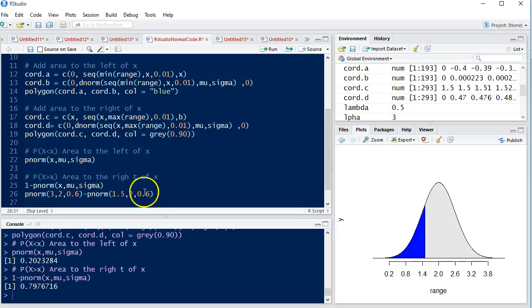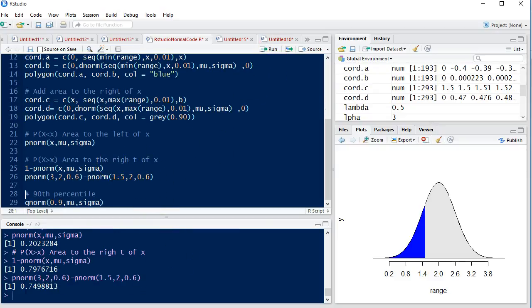So if I want to run this section, I can just run it up here and I get an area of 0.2498813. Now if I wanted to, I could try to draw that using R as well. I could also just do it by hand, but we'd have to set up a little bit different code. Okay, so that's how I can find area between two values in a normal distribution.